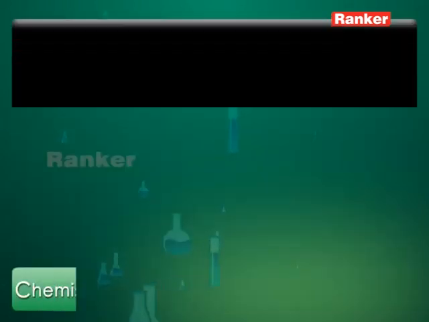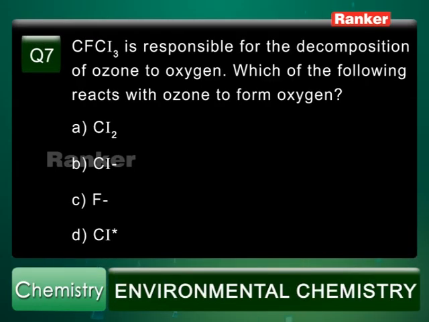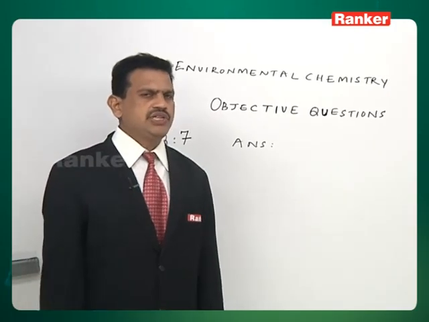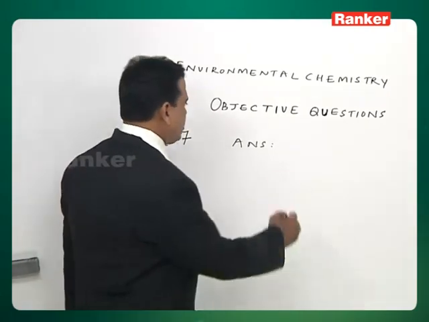Question number 7. CFCl3, that is trichlorofluoromethane, is responsible for the decomposition of ozone to oxygen. Which of the following reacts with ozone to form oxygen? Options A, Cl2, option B, Cl minus, option C, F minus, option D, Cl free radical. The chlorine star is mentioned in option D. That is the correct option.